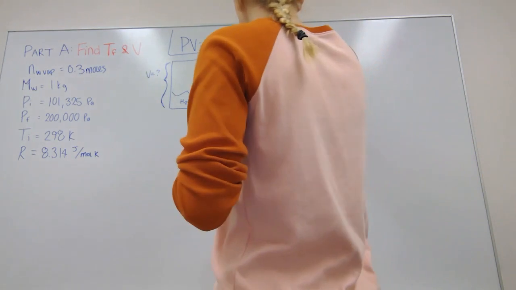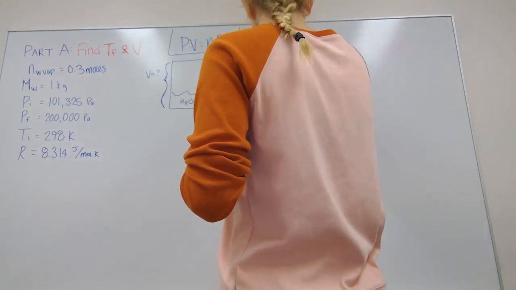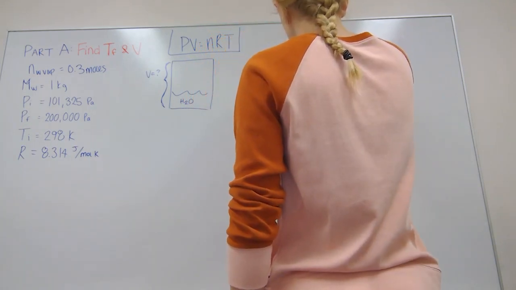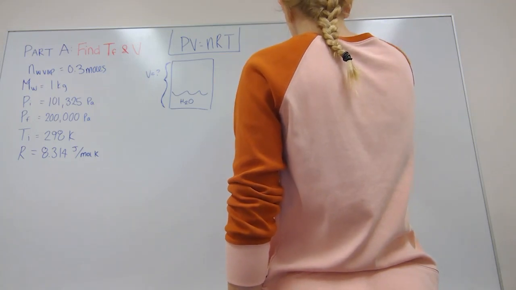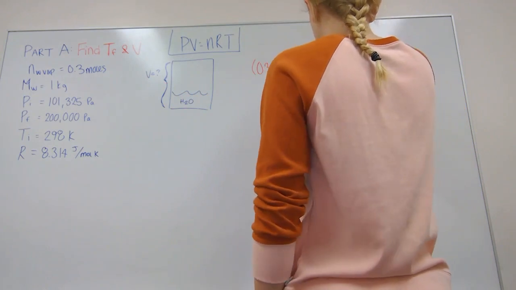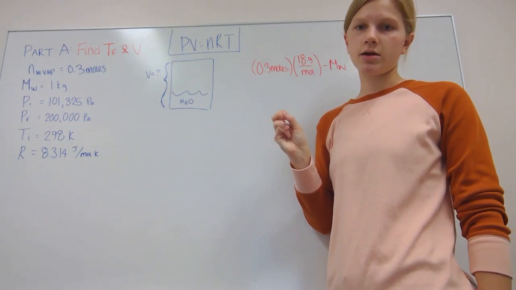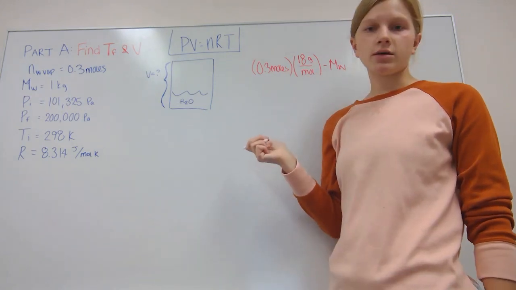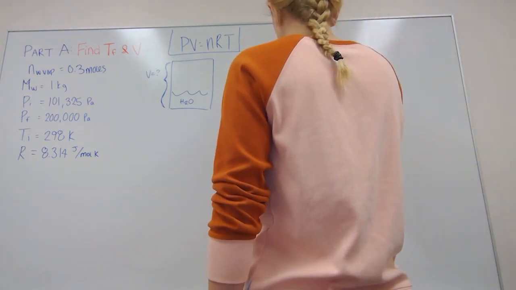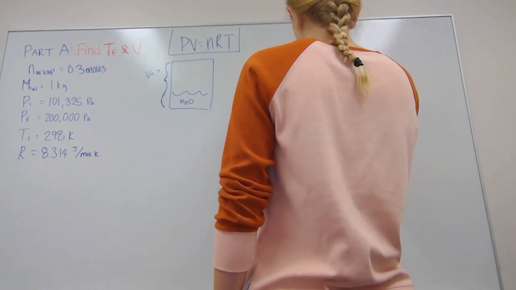So we're going to have our 0.3 moles times the molar mass of water, 18 grams per mole. And then we need to subtract that from the initial mass of the water, which is the 1 kilogram. I'm just going to write moles of water since we're just writing it like that, because that's the initial mass of the water. Okay, so then the volume is the total volume minus the volume of the water, or the liquid phase.